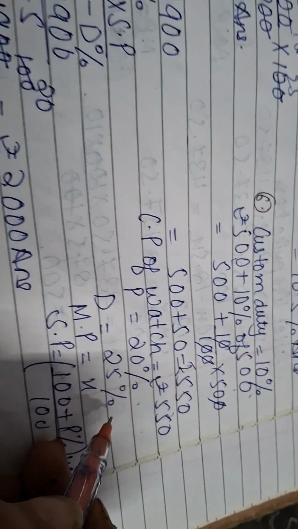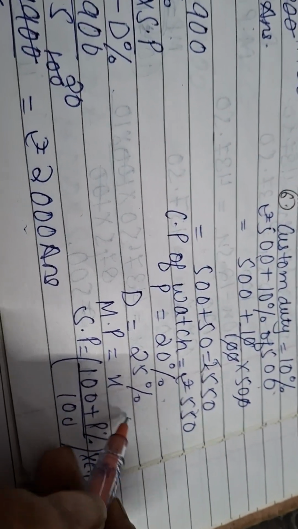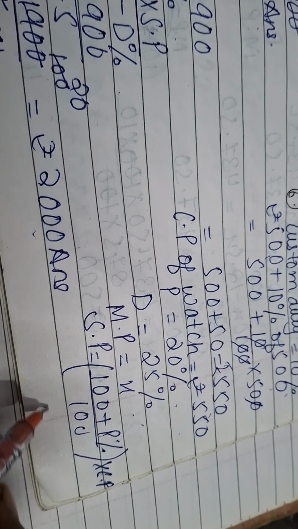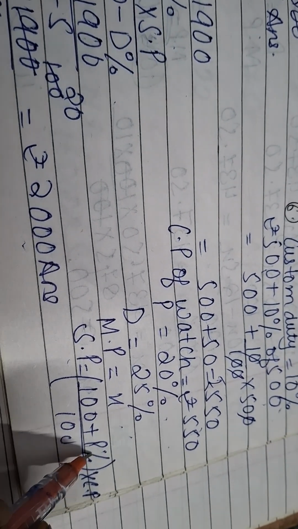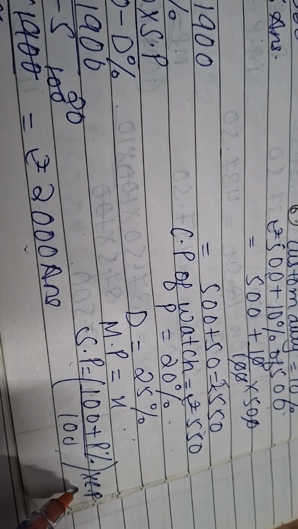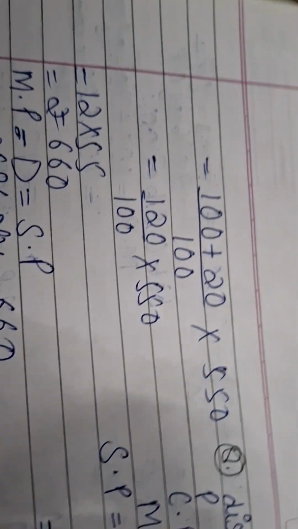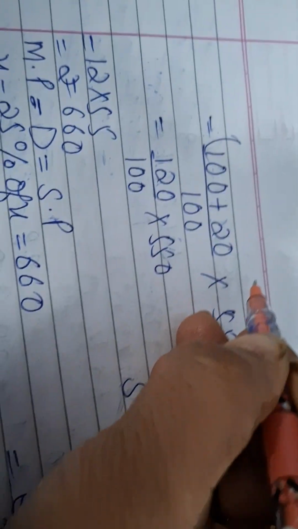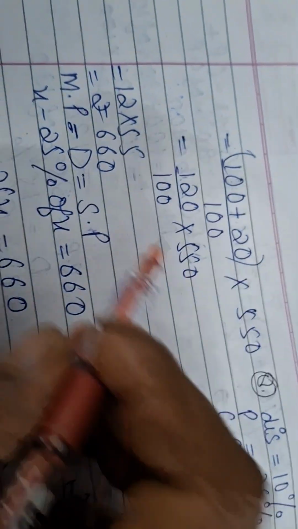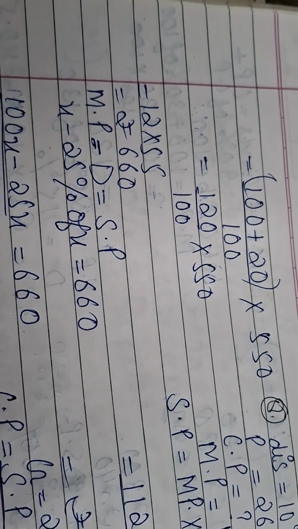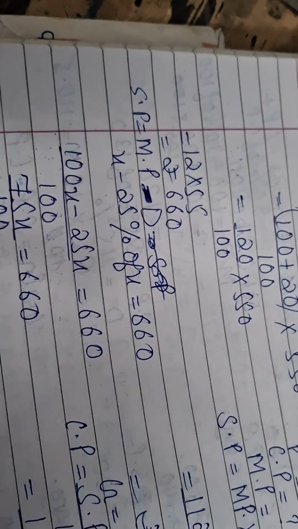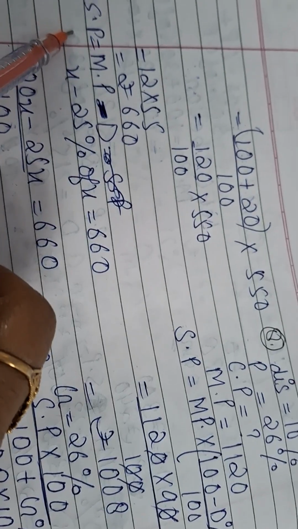Profit is 20% and discount is 25%. So let us suppose the mark price is X. The formula is selling price is equal to 100 plus profit percent upon 100 into CP. So 100 plus 20 upon 100 into 550, solve it, rupees 660. So now we will calculate SP here also.